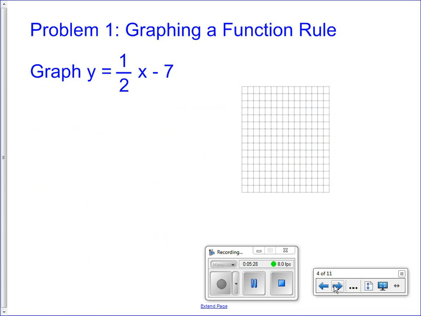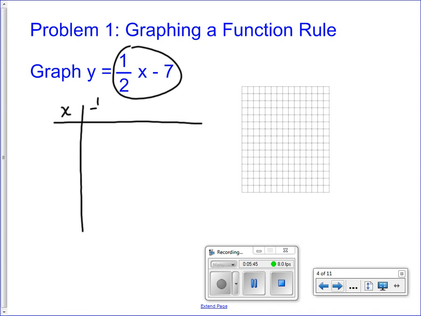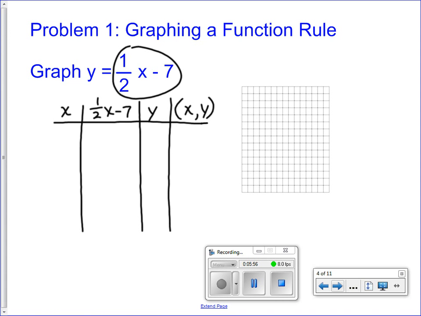Let's do another problem, and this time we're going to make our own graph. You have a table there that you can use. So x will go in first. In my next column, I'm going to put my 1/2 x minus 7, then my y, and we're going to include another column for our xy ordered pair, and this is the column that we'll graph. Now, you'll notice that in this problem they did not give us values for x, so we can choose any values that we would like to use.